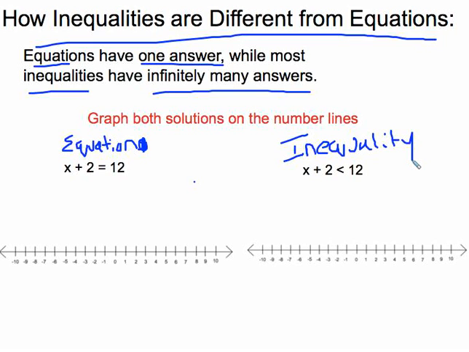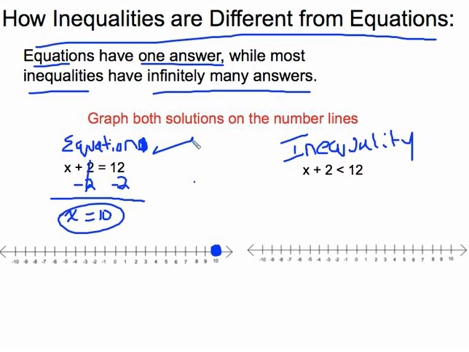So let's solve the equation based on what we know how to do. I'm going to subtract 2 from each side. That's going to give me x is equal to 10. So when I solve an equation, I have only one answer. I can only graph one dot. There's only one number that makes this equation true.